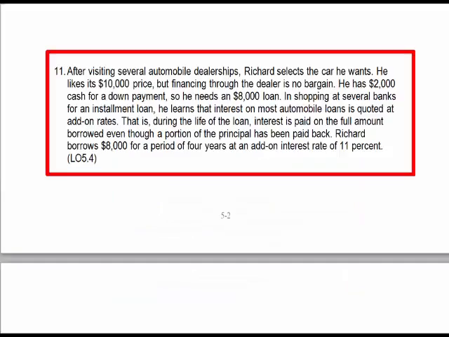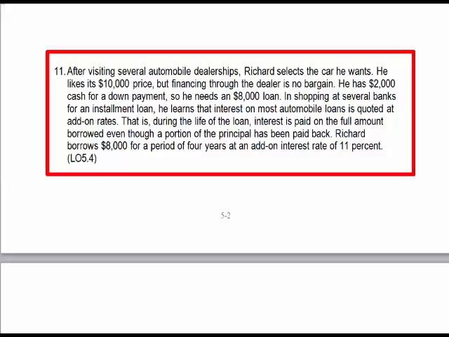After visiting several automobile dealerships, Richard selects the car he wants. He likes its $10,000 price, but financing through the dealer is no bargain. He has $2,000 cash for a down payment, so he needs an $8,000 loan.